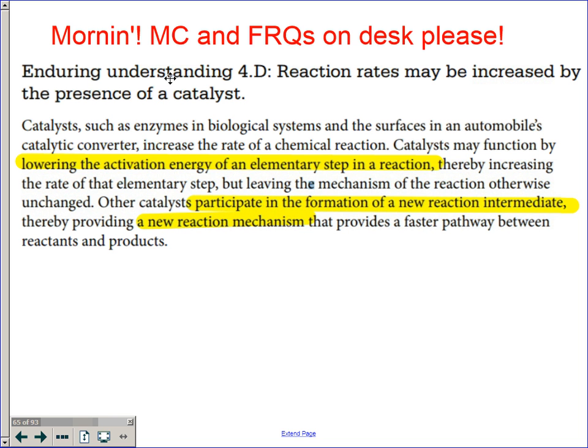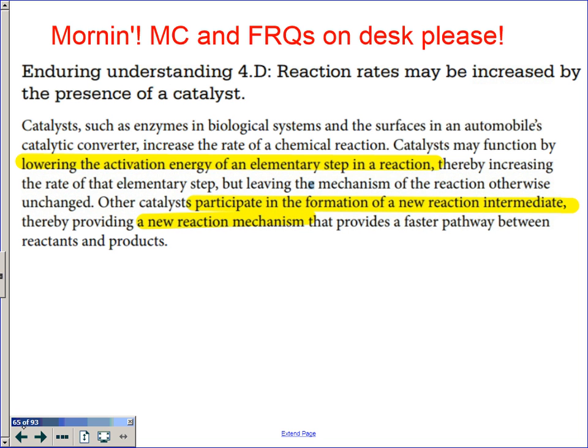And two, another alternative for a catalyst is that it could technically change the entire mechanism. It could change one of the elementary steps to be a different elementary step, forming a new intermediate, which hopefully also had a lower activation energy alongside of it. But it either changes the activation energy of a single elementary step, or it makes a totally new mechanism to create a new intermediate. Okay, so those are two different things that a catalyst can do.